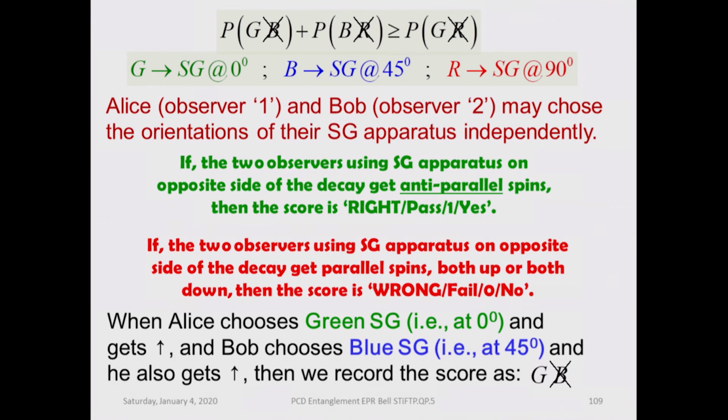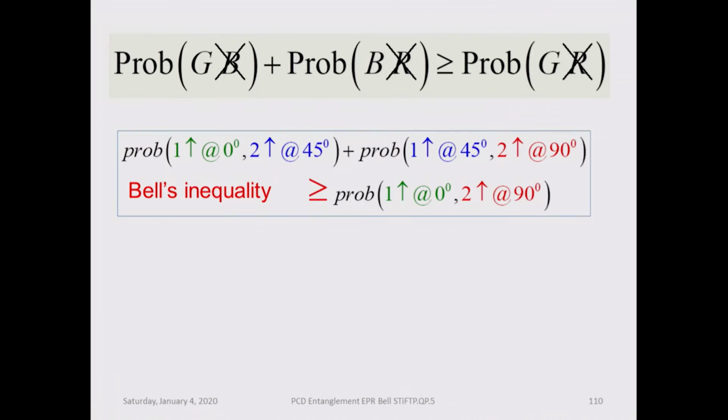And we already agreed when to record it as G not B. Alice is always first, the lady is first. So, we know what is G not B. We tabulate all of this, and we expect Bell's inequality to be satisfied for the choice of these three orientations.